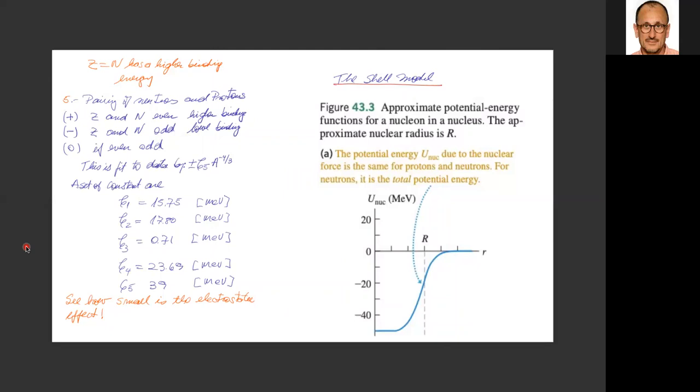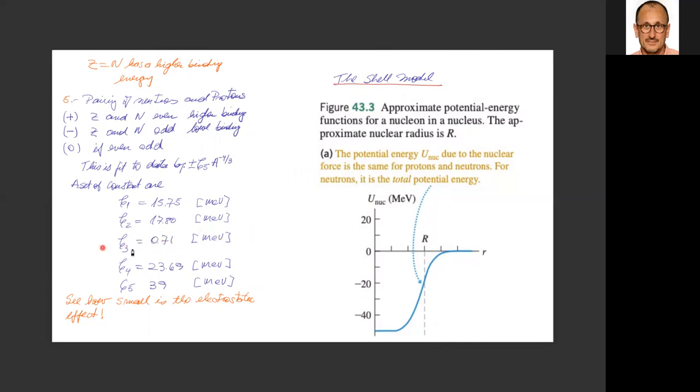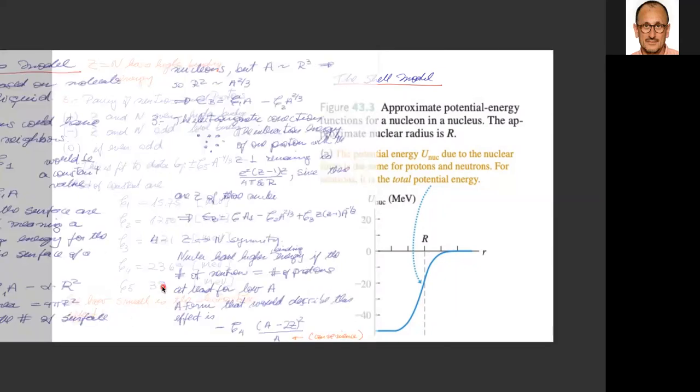Okay, and you can see something very important here. This is the electromagnetic energy correction, which turns out to be a 0.71 term, which is very, very low. This number here, the initial correction, turns out to be 15.75.